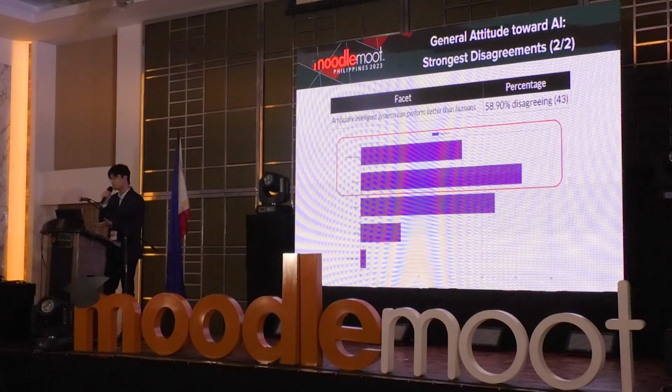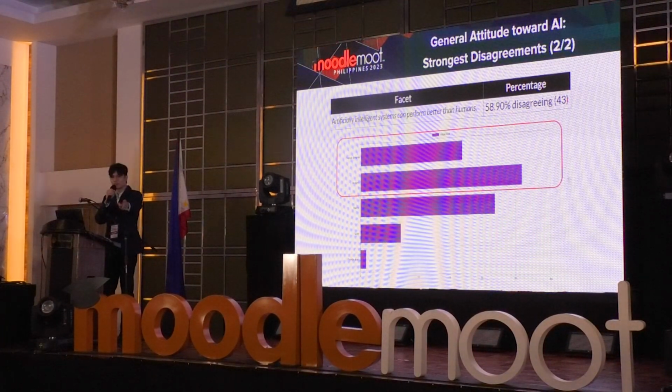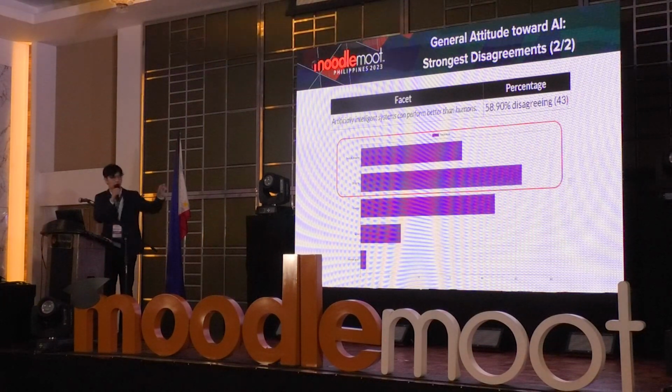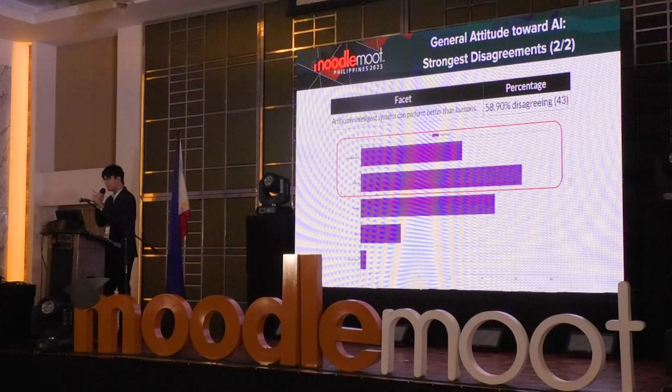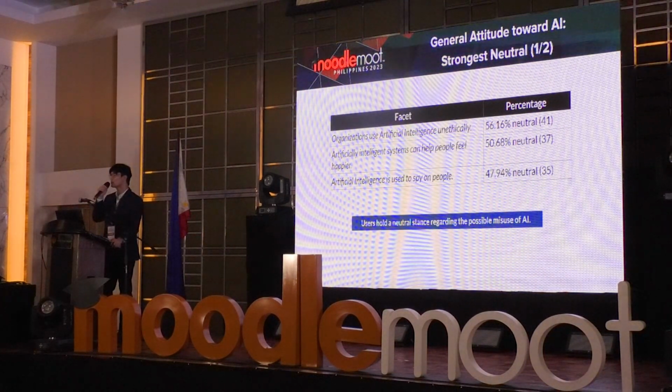And for a specific graph of that facet, just to show you the huge amount of disagreements, "AI systems can perform better than humans." Just see the strongly disagree bar and the disagree bar, the first two.